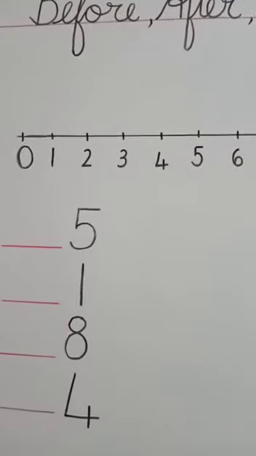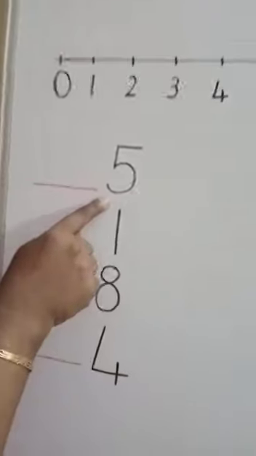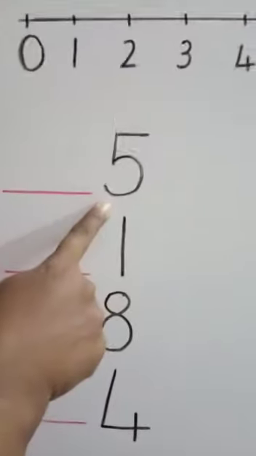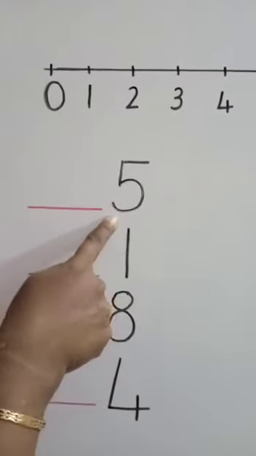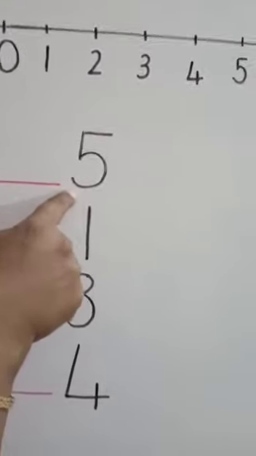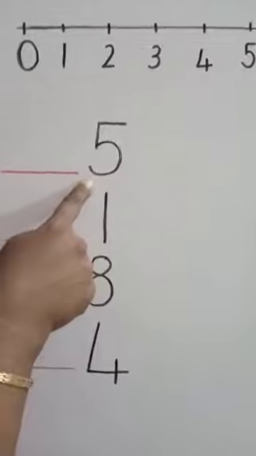Now, which is the first number written here, children? Number 5. Okay. Now look at it carefully. This is number 5. Now we are going to search for this number 5 on our number line.